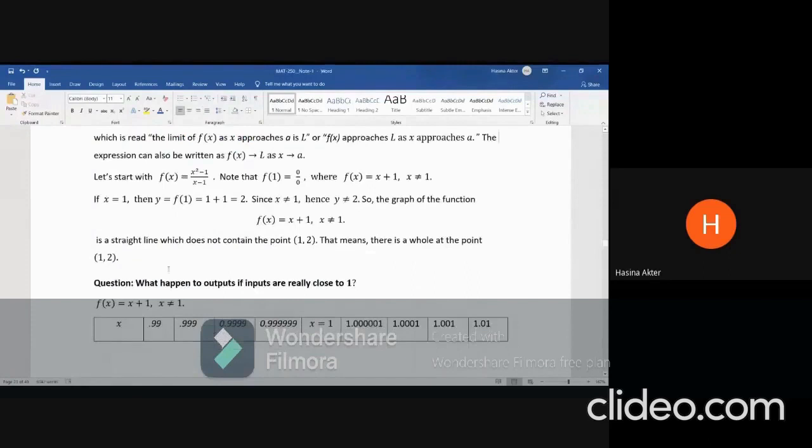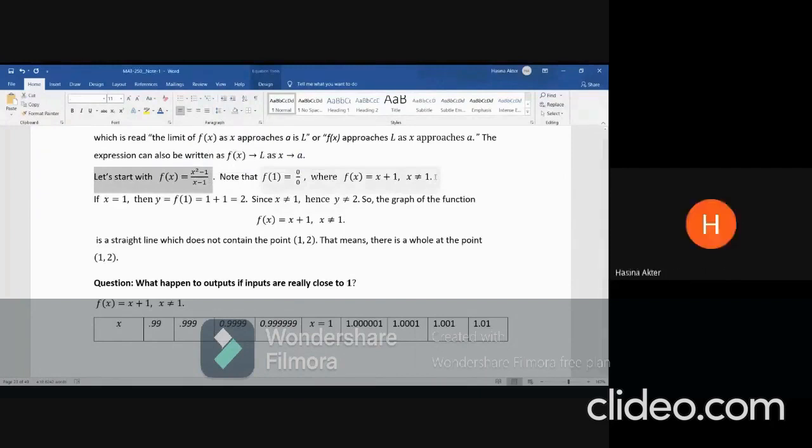So, for example, a better example to see the limit, because we exactly see that x cannot be 1 here. Am I loud and clear in class? Yes, miss. Yes, ma'am.